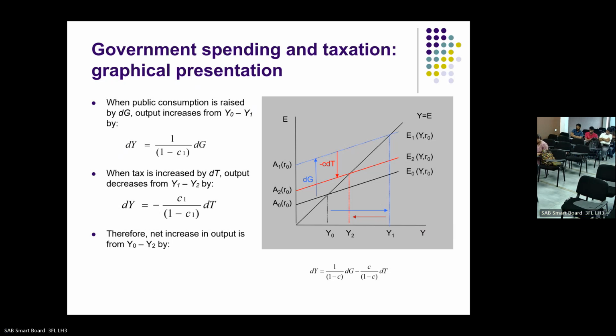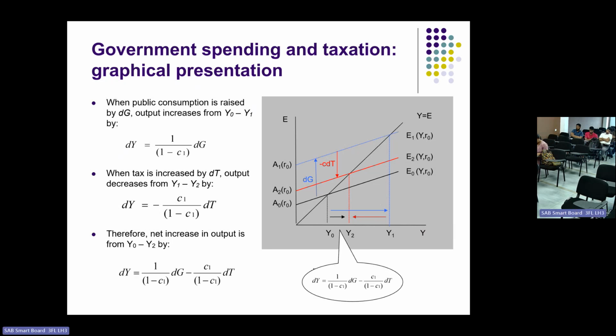Okay. This is the equation. Now this is the net change. The net change is the two multipliers, delta Y, delta B, as we explained.